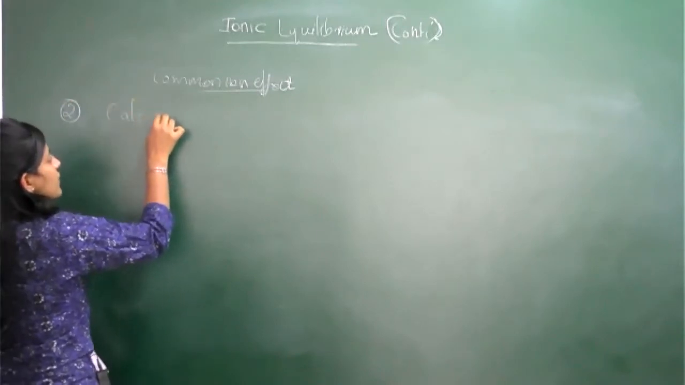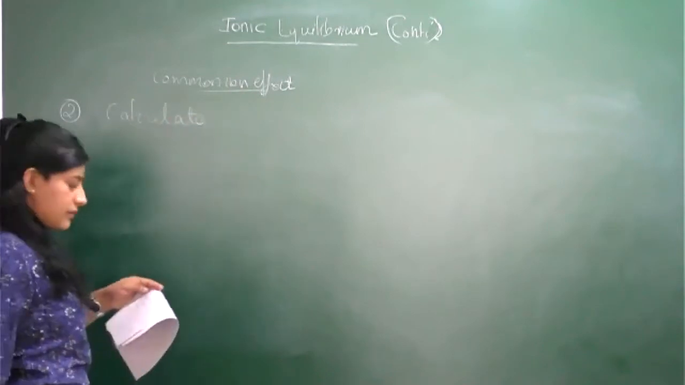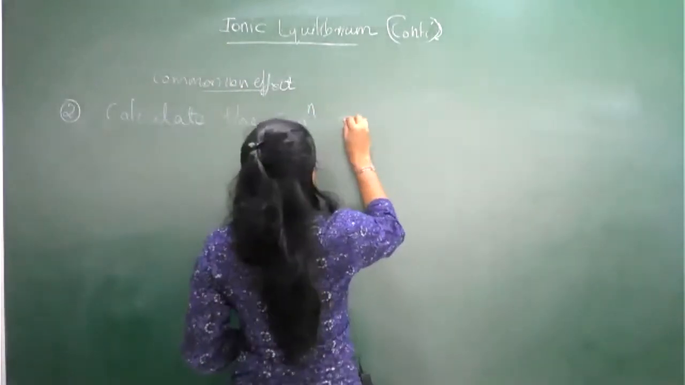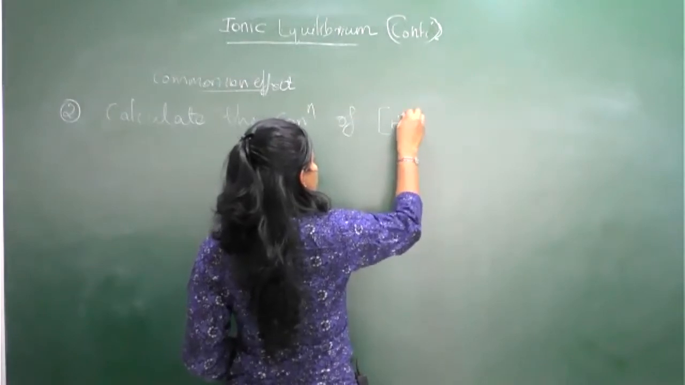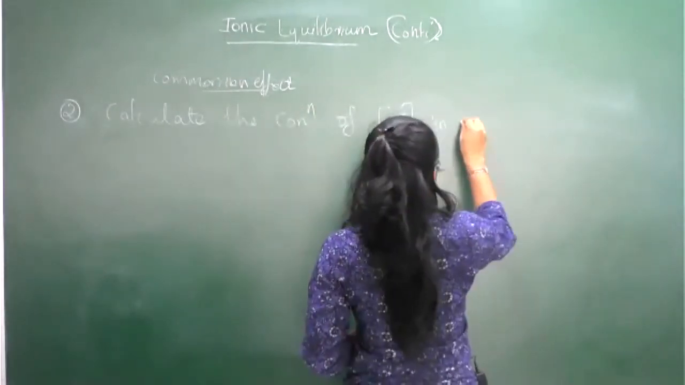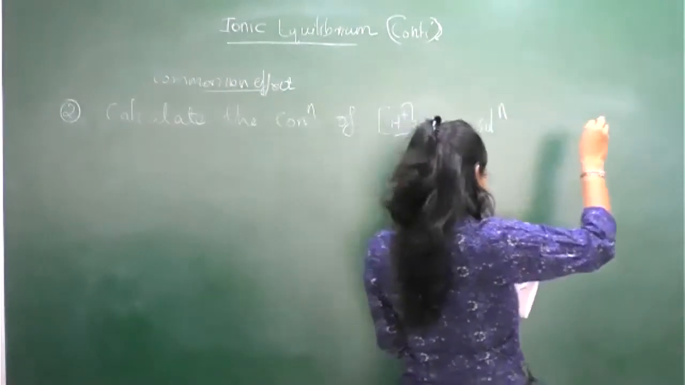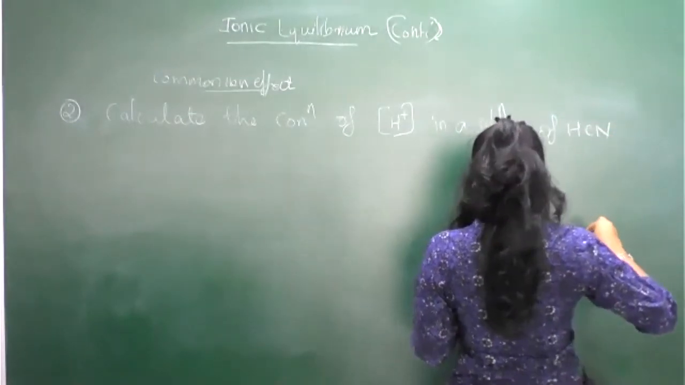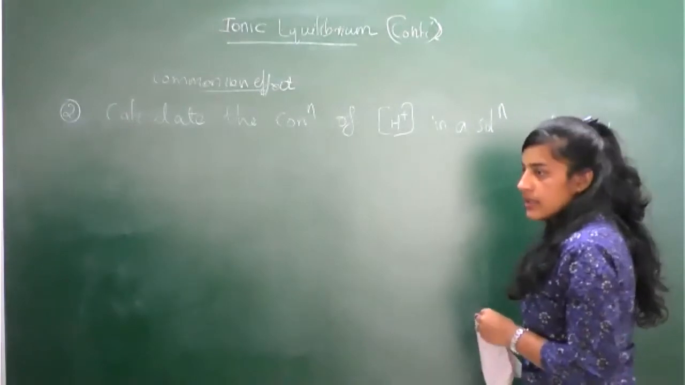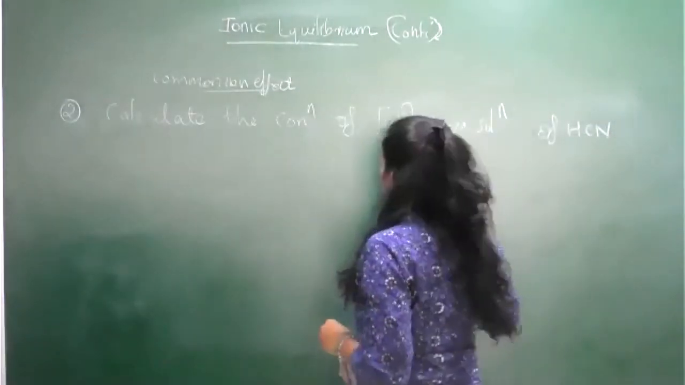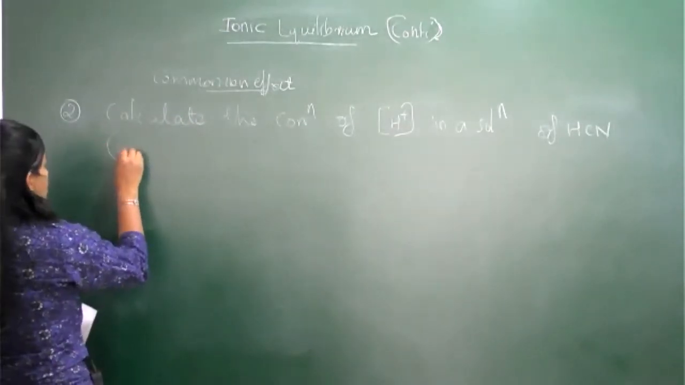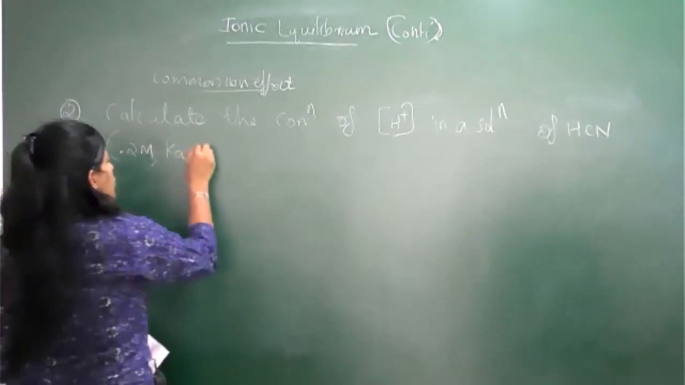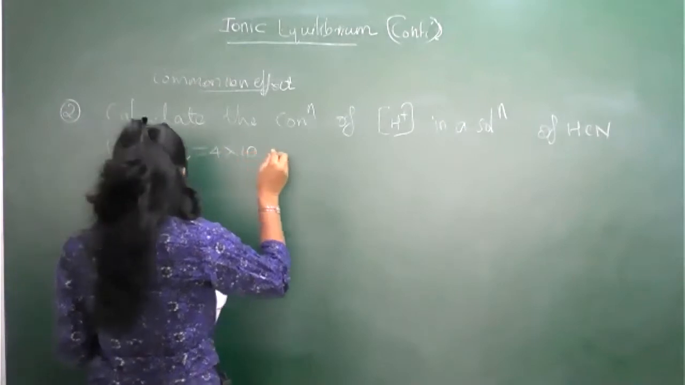Calculate the concentration of H plus ion in a solution of HCN. Okay, in a solution of HCN, what is in the bracket, they are providing this much information: 0.2 molar concentration, and the K value is given to you, 4 into 10 to the power minus 10.